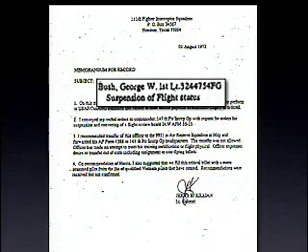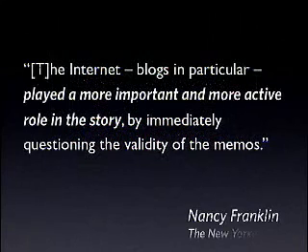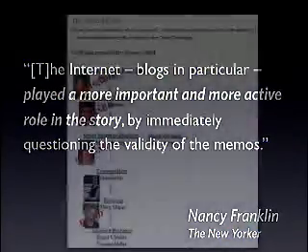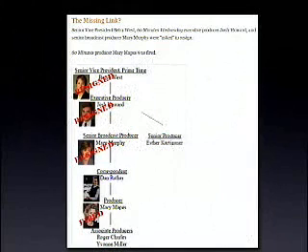And it was pretty remarkable, right? Nancy Franklin wrote in the New Yorker that the internet, blogs in particular, played a more important and more active role in the story by immediately questioning the validity of the memos. And the result, pretty remarkable, right? Pretty much everybody resigned from the staff, and Dan Rather retired kind of ignominiously. What's the word? Thank you. Always count on Jim for the word. Anyway, what's going on there? Where do these powerful tools come from, and how are they changing things?